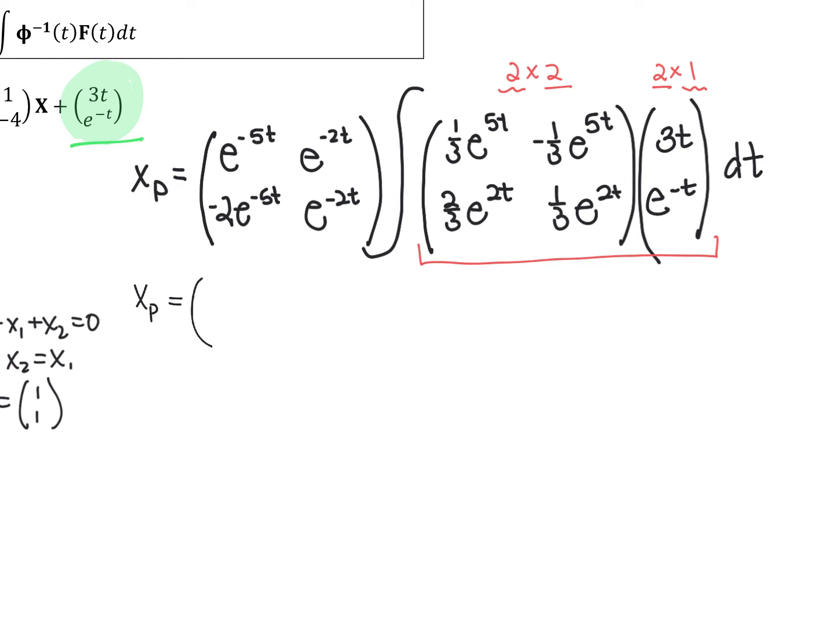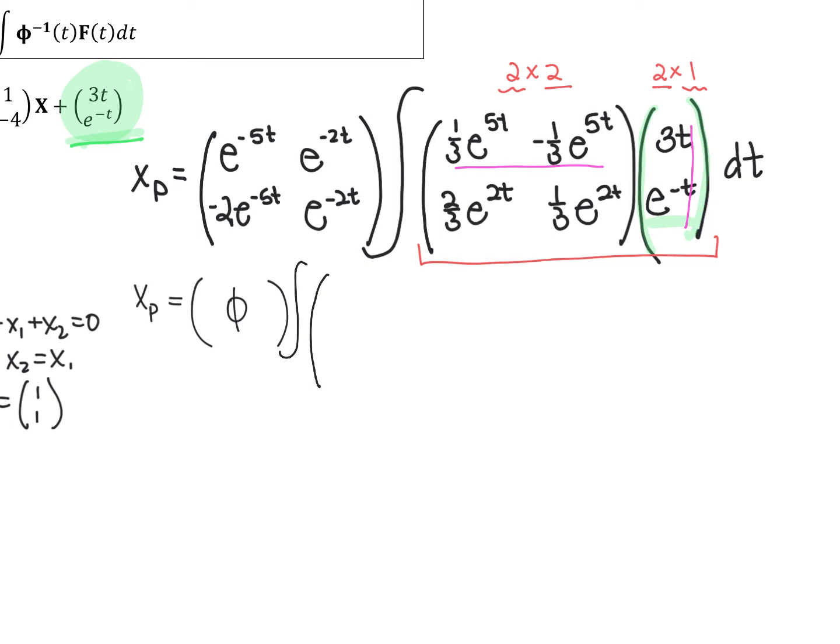Okay, so I know this is that matrix. Where did you get 3t and e^(-t) from? Right here. This is the f of t. So this is equivalent to whatever we have there. Okay, so then I'm going to do the integral of, and now I'm going to do my matrix multiplication.